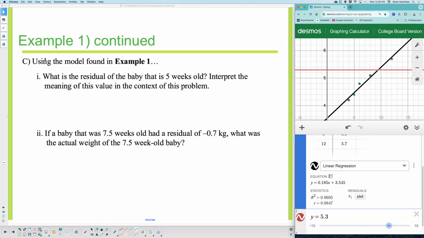Okay, so in example 1, we're coming back to it. Remember how I said don't delete this data? Now we're going to do a residual. We want to know what's the residual of a baby that's 5 weeks old. So here's what we do now.